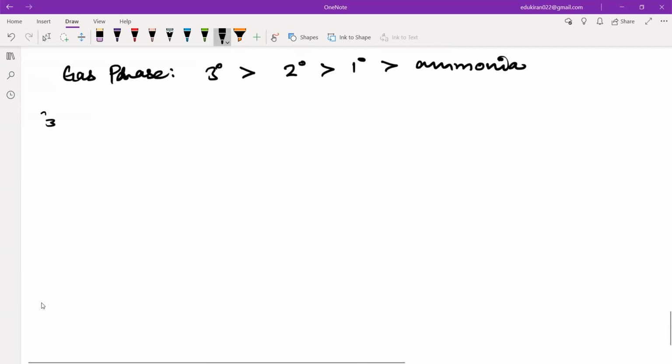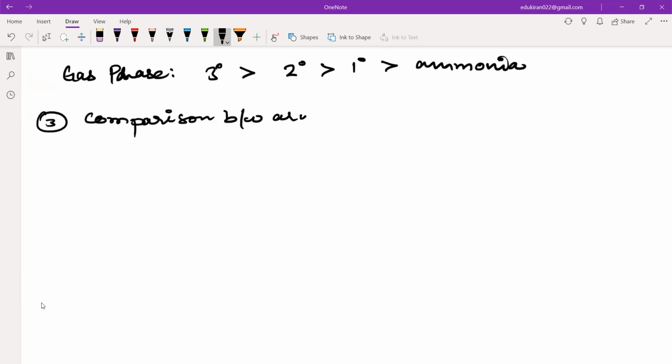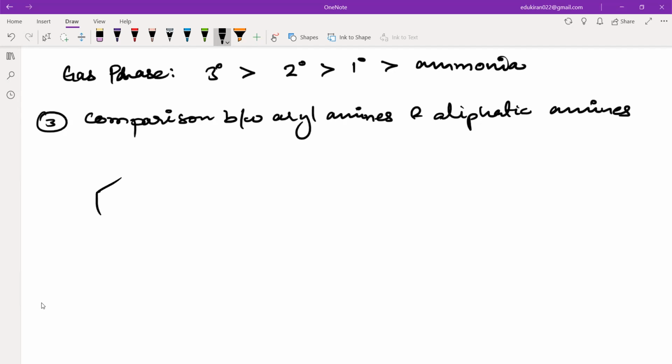This is the third comparison, between aryl amines and aliphatic amines. Let us look at the aryl amine's nitrogen. Here we have nitrogen and NH2, with a lone pair, versus RNH2.